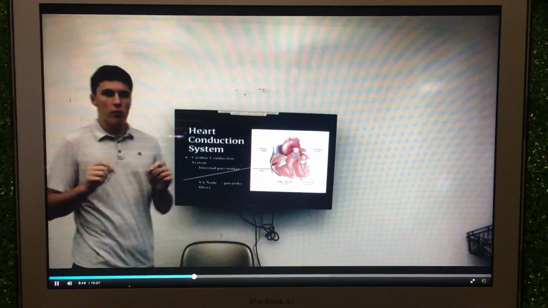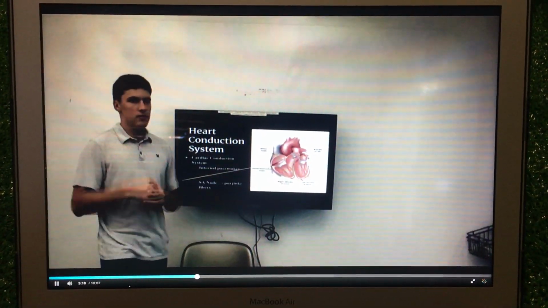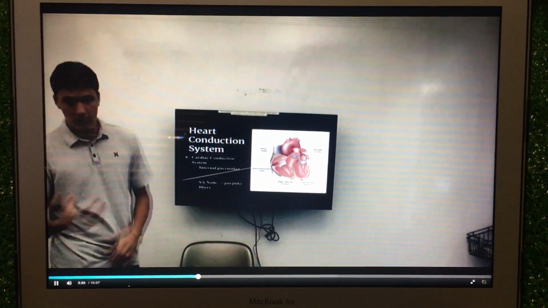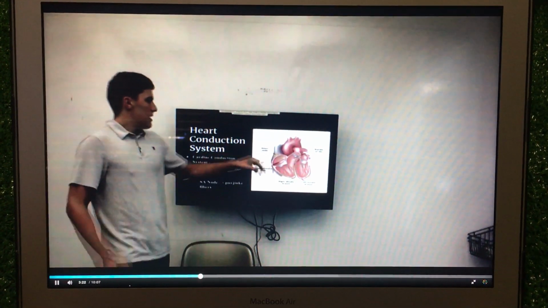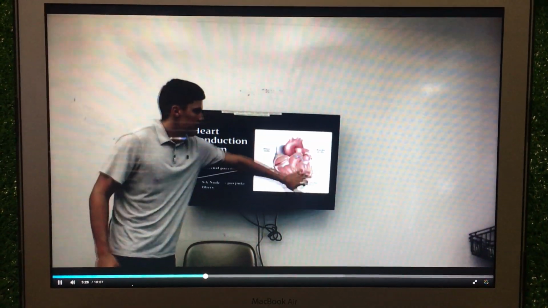The AV node is going to wait about 0.1 second before it fires itself. Therefore, it allows the atrium to completely empty all its blood and fill up the ventricles. Then after the AV node fires, it goes down the bundle of His, and then down to the right and left bundle branches.